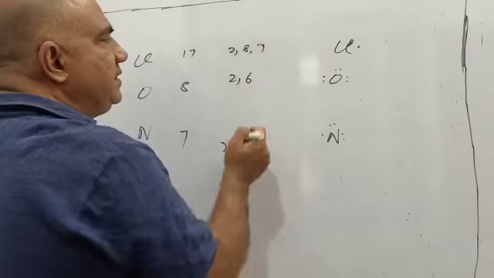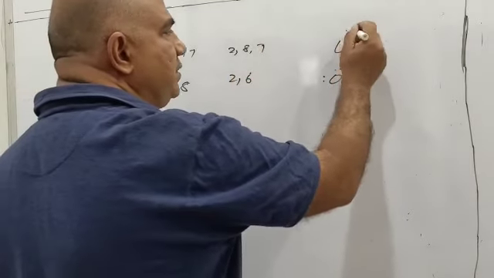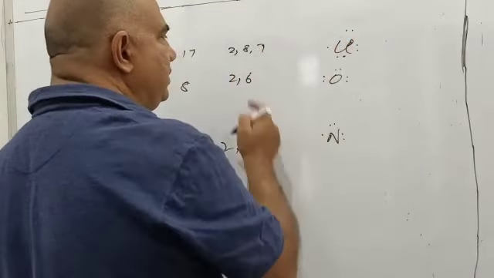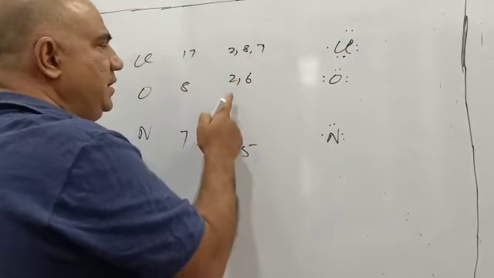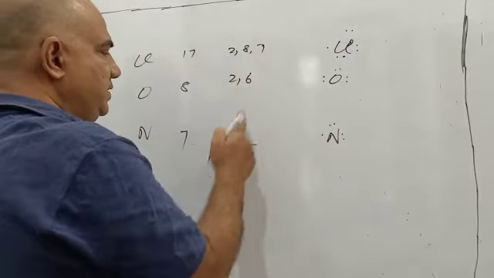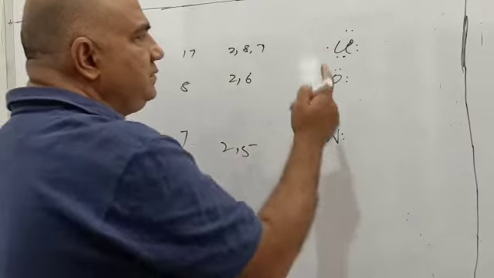Now on gaining, it becomes 2, 8 and 8. Sorry, chlorine is 2, 8 and 7; oxygen is 2 and 6; nitrogen is 2 and 5. So it was like this.